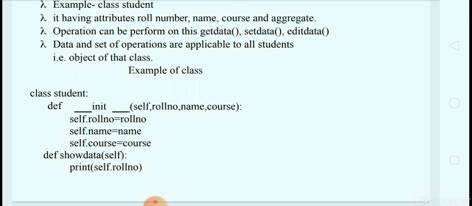After that, def show data, this is a member function. In def show data, we pass one parameter, that is self. By using that self object, we access roll number in the show data method. So print, in brackets, self dot roll number. So in the member function or method show data, we show whatever data is present in that particular class, we just print that particular data.